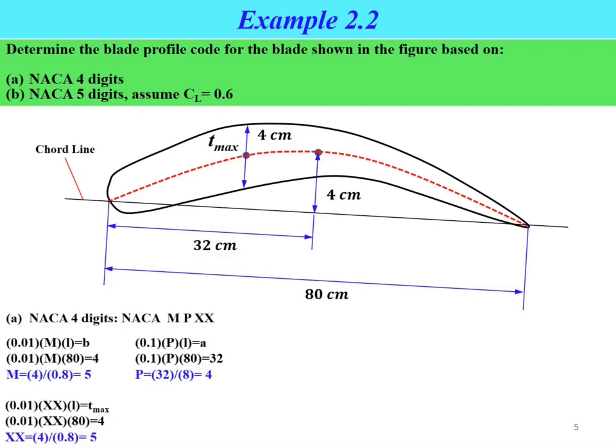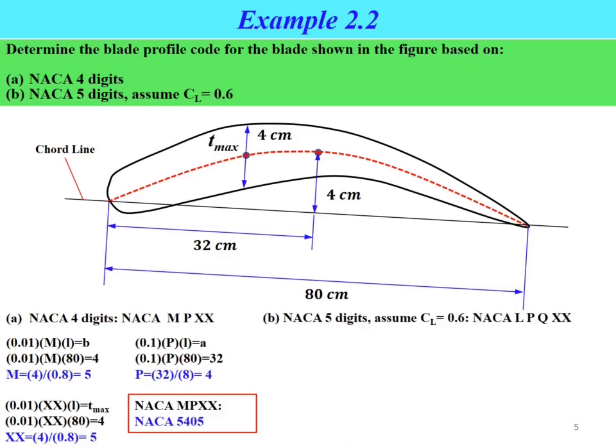For the final code value, XX, the formula for XX is 0.01 times XX times L equal to T, where L equal to 80 and T equal to 32. So the XX value equal to 32 divided by 0.8, so we obtain an XX value equal to 40. So the actual code for Nakka 4 digit for the profile shown in the figures is Nakka 5440.